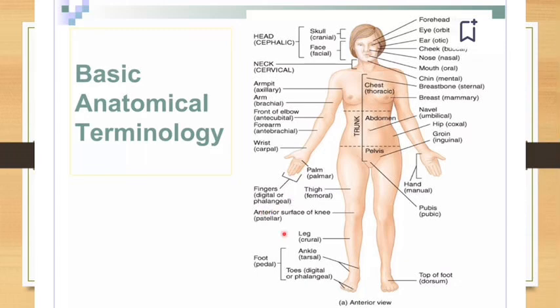The foot is pedal. The leg is crural. Ankle is tarsal. The pelvis is around the pubic area. Hand is manus or manual. Groin is inguinal. Navel is umbilical. Breast is mammillary. Breastbone is sternal. And what have you.